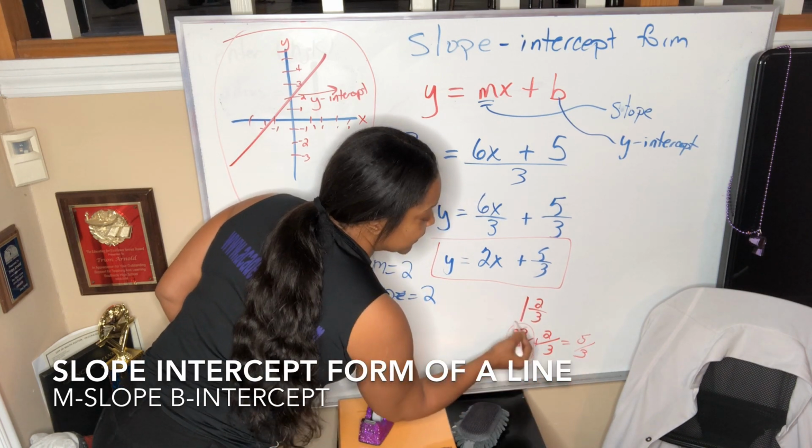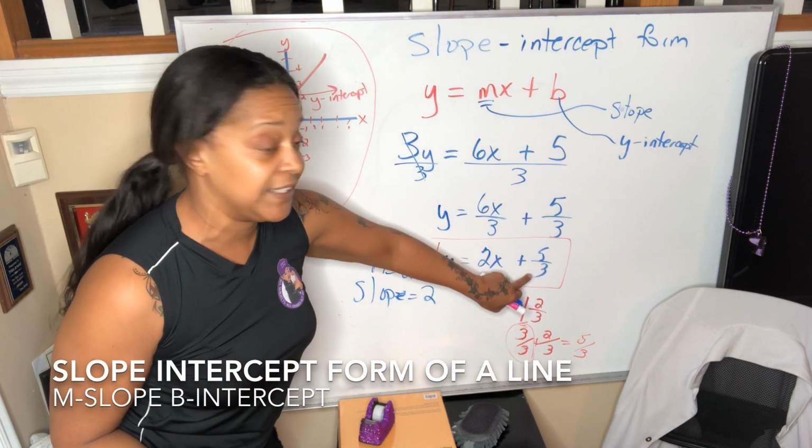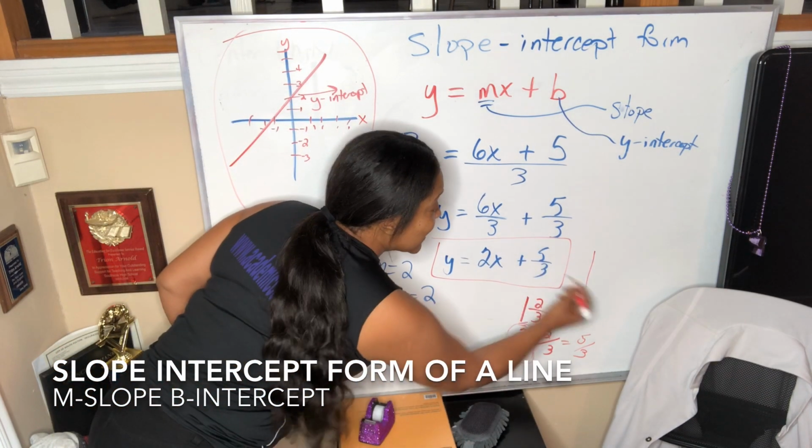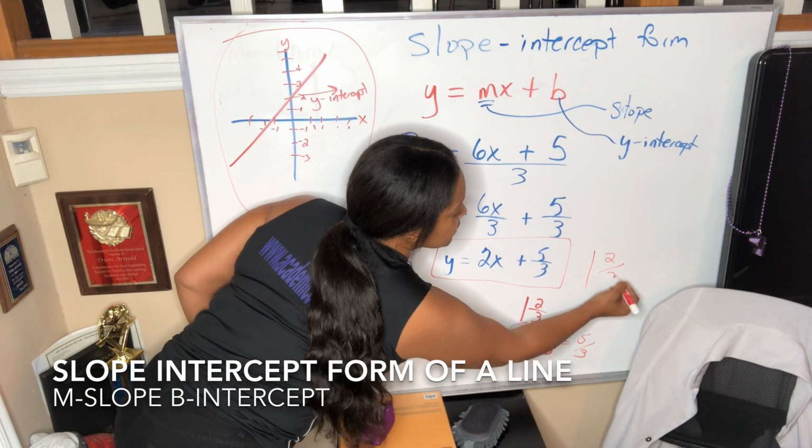So I changed the 3/3 to 1. How did I do that? I just did the division. 3 going into 5. 1 times 5. 3, 4, 5, 2 left over. 1 and 2/3.